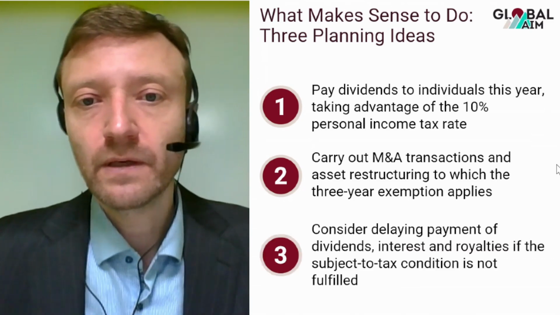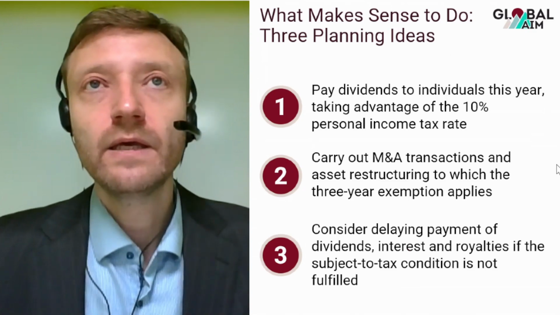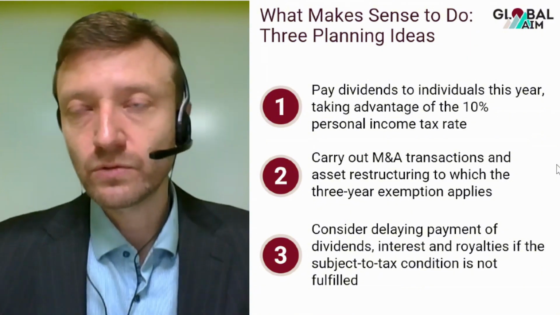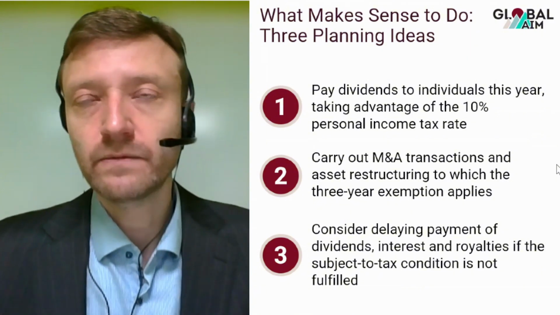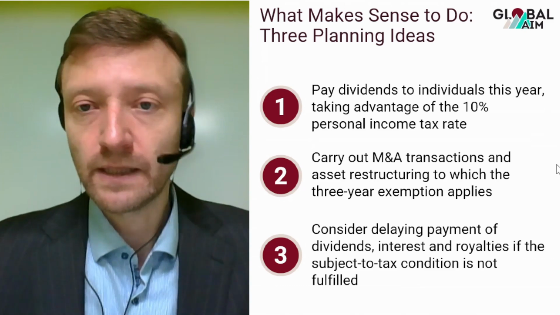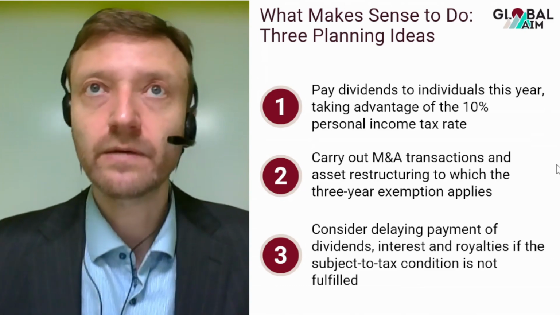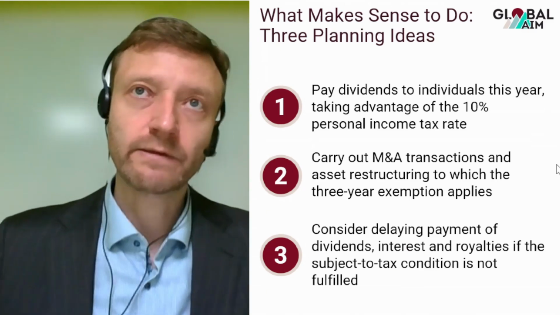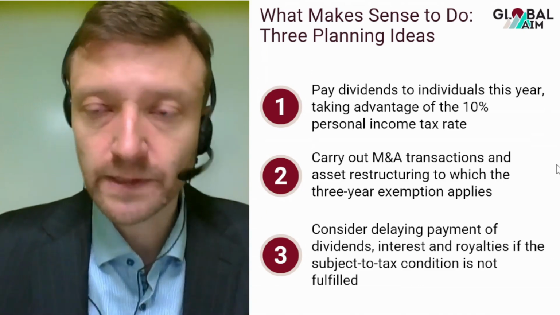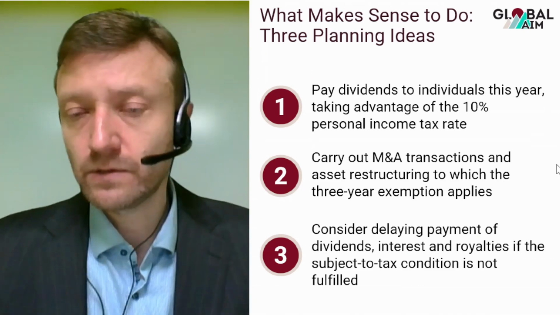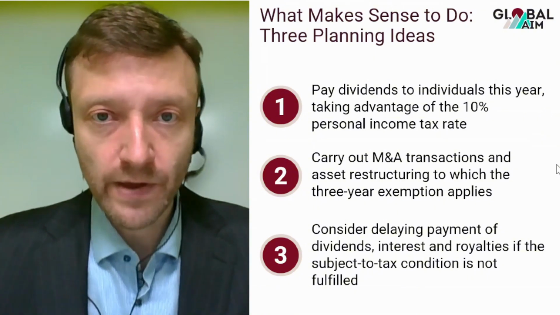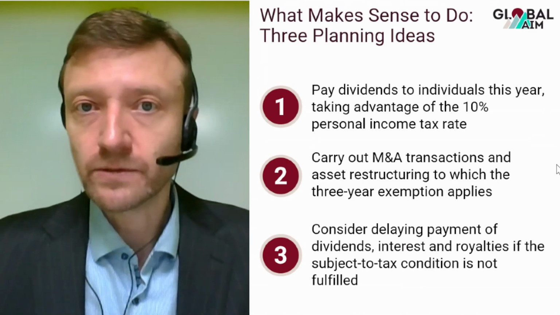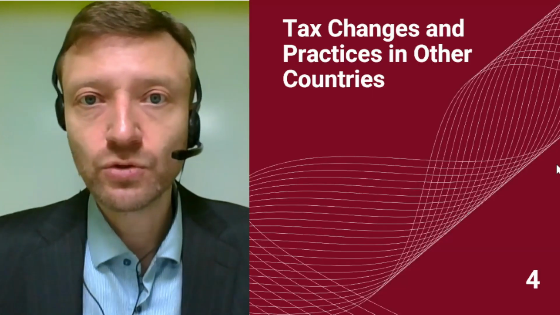And third, it may be considered to delay payments of interest, dividends, royalties and other income which is not going to be subject to at least 15% at the level of the income recipients this year. And if you delay such payments in structures where the subject to tax condition is not fulfilled currently, next year the subject to tax condition is not going to be there, at least according to the present version of the tax code in Kazakhstan. Okay, so these are the 3 planning ideas, and we should move on.